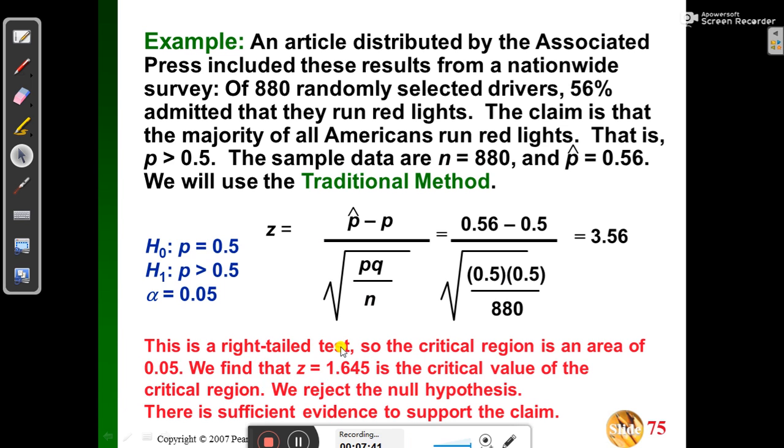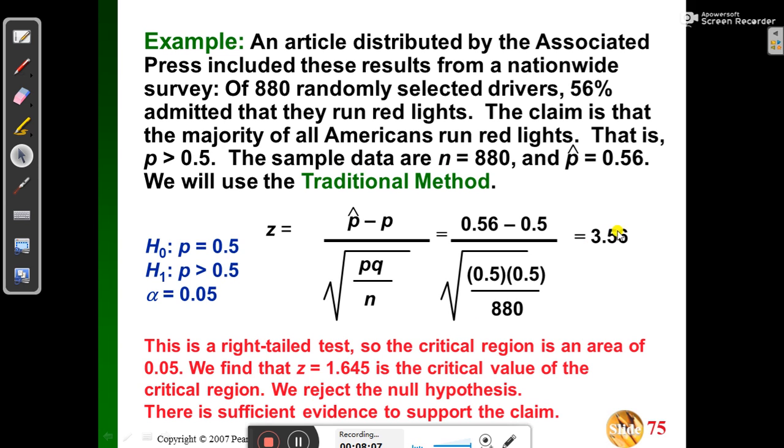This is the right tail test because why? The critical region is an area of 0.05. We are testing the claim that p is greater than 0.5. That is why this is a right tail test, and the critical region is an area of 0.05, only 0.05. We find that z equal to 1.645 is the critical value of the critical region.